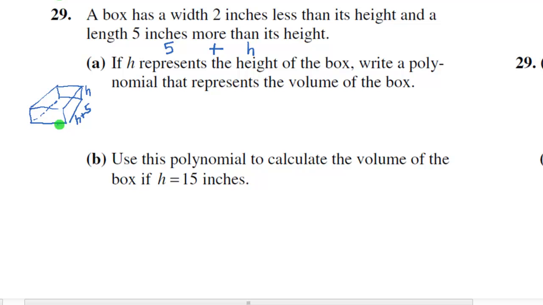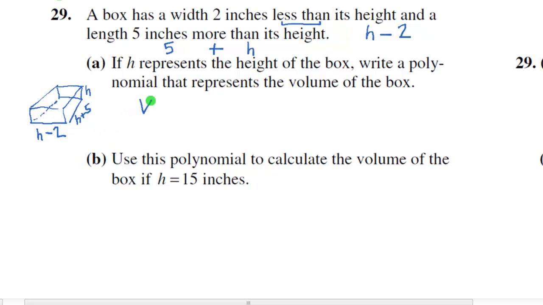Okay? And then we have our width here. And the width is 2 inches less than the height. So now some of you are going to want to write 2 minus h, but less than always means subtract the previous number from the second number. So 2 inches less than its height means height subtract 2. So our width is h minus 2.